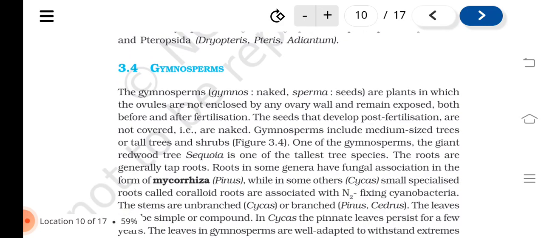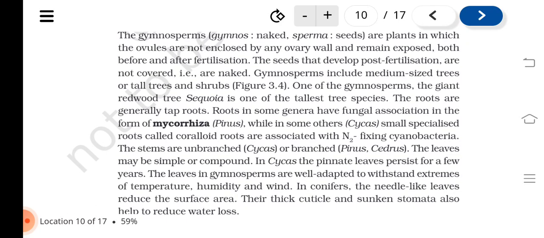Gymnosperms. The gymnosperms (gymnos, naked; sperma, seeds) are plants in which the ovules are not enclosed by any ovary wall and remain exposed both before and after fertilization. The seeds that develop post fertilization are not covered, that is, are naked. Gymnosperms include medium-sized trees or tall trees and shrubs. One of the gymnosperms, the giant redwood tree Sequoia, is one of the tallest tree species.